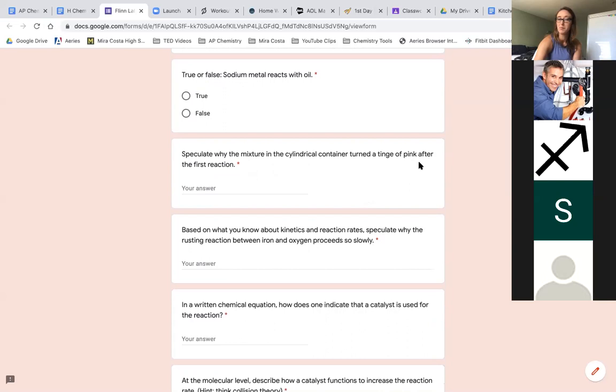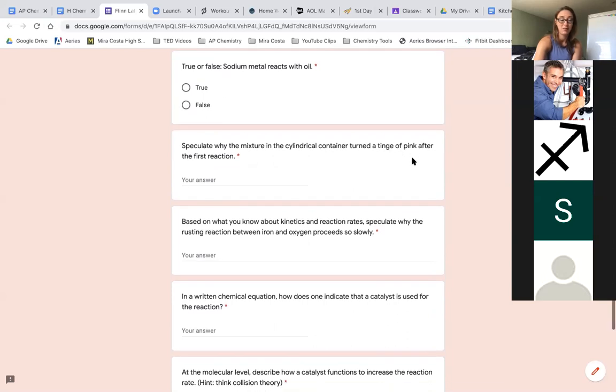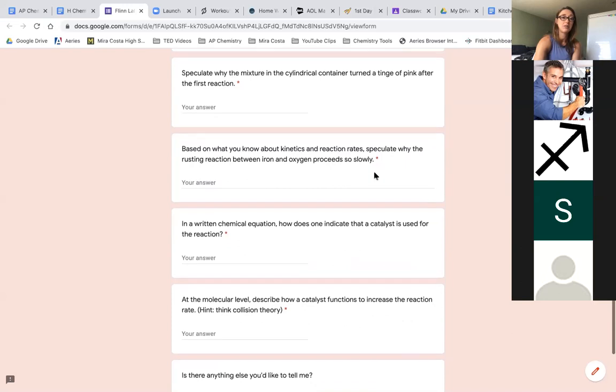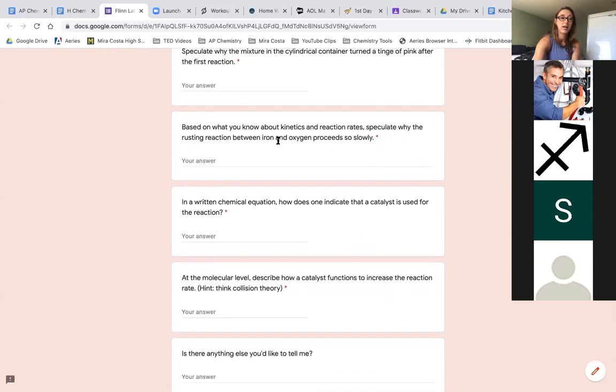Now that was a little bit beyond the scope of what your knowledge of chemistry is at this point. So I wasn't really expecting you guys to get there, but maybe you could have done it. So based on what you know about kinetics and reaction rates, speculate why the rusting reaction between iron and oxygen proceeds so slowly. What I was hoping you would get at here was that there was a very high activation energy for this reaction, okay?